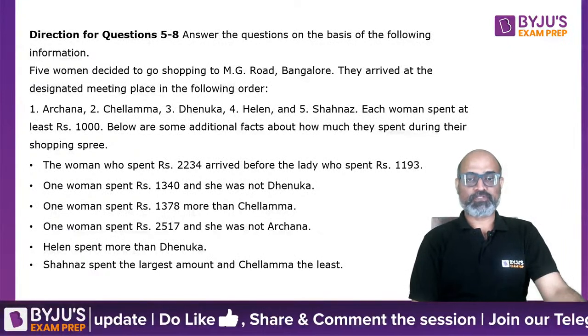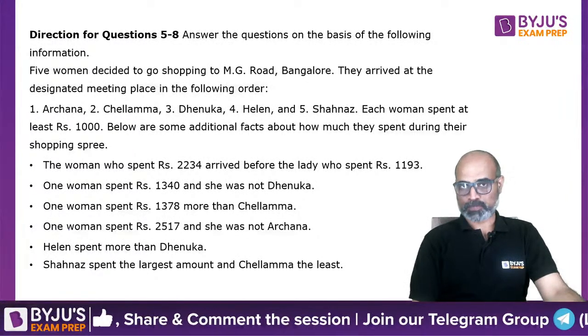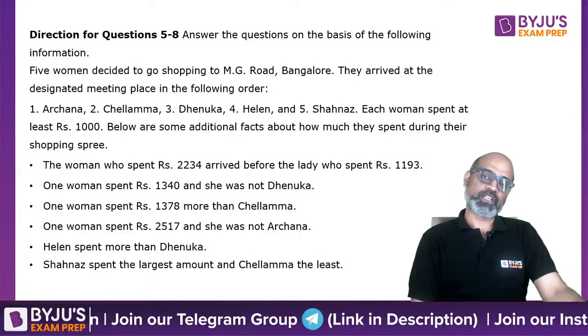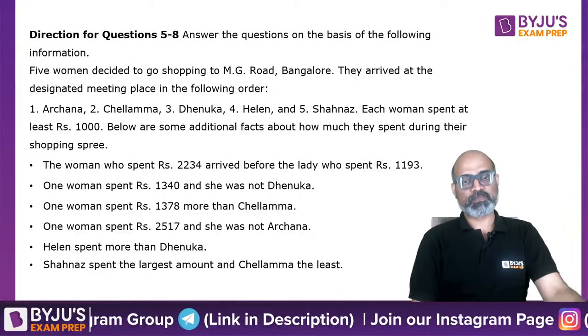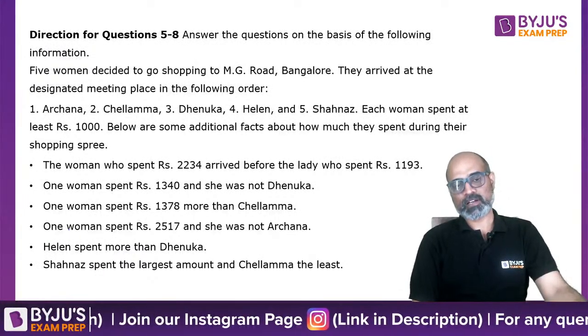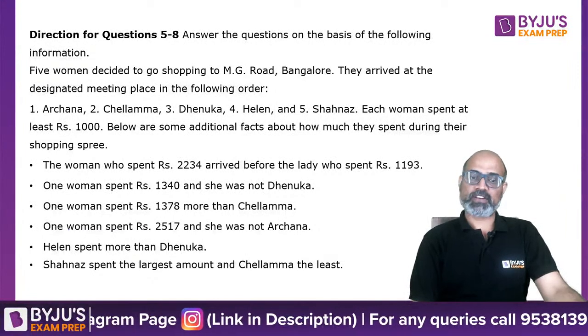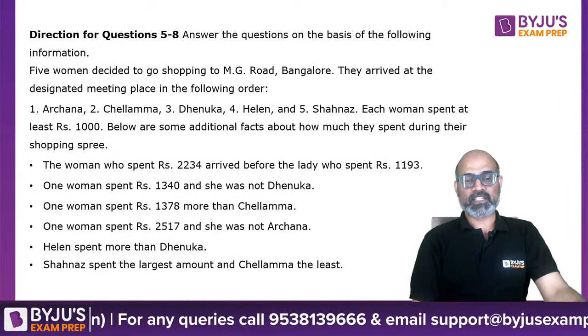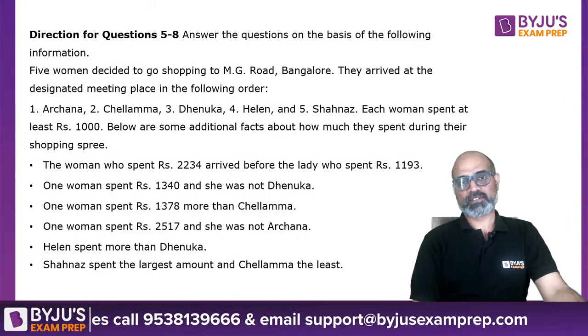Below are some additional facts about how much they spent during their shopping spree. The woman who spent ₹2,234 arrived before the lady who spent 1,193. One woman spent 1,340 and she was not Dhenuka. One woman spent 1,378, more than Chelamma. One woman spent 2,517 and she was not Archana. Helen spent more than Dhenuka. Shahnaz spent the largest amount and Chelamma the least.